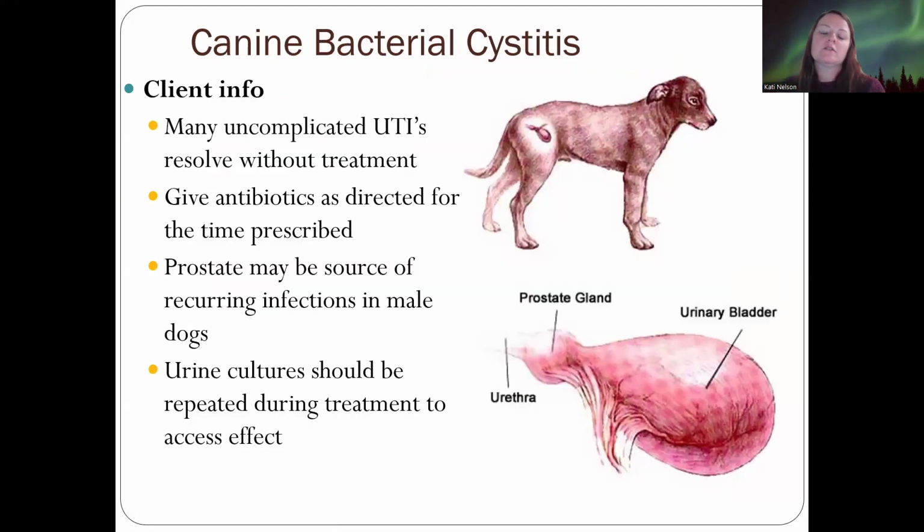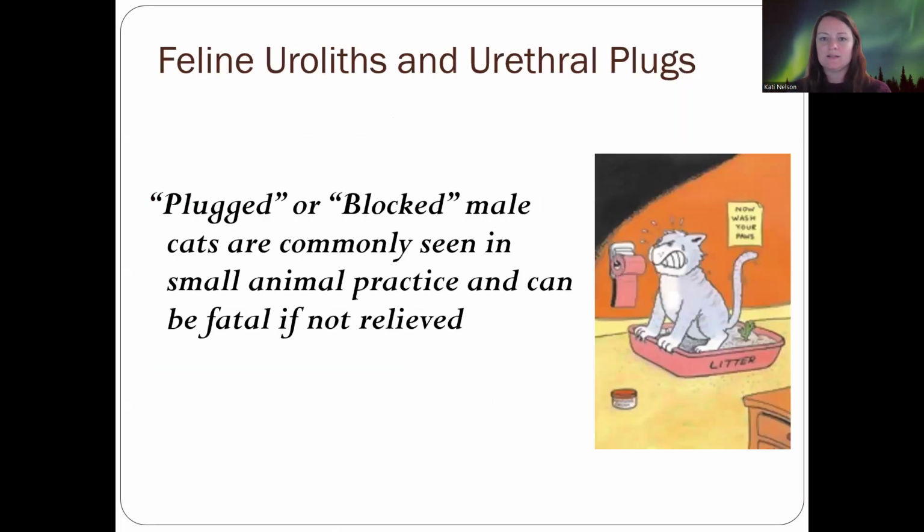All right, so many uncomplicated UTIs, they'll resolve without treatment. Give antibiotics as directed for the time prescribed. The prostate may be a source of recurring infections. We've kind of talked about that, right? We know that the prostate, really, it's the location, right? Where it's located. It's literally around the urethra. So that's why we can kind of see this. And then urine culture should be repeated during treatment to assess effects. All right, so that was canine bacterial cystitis.